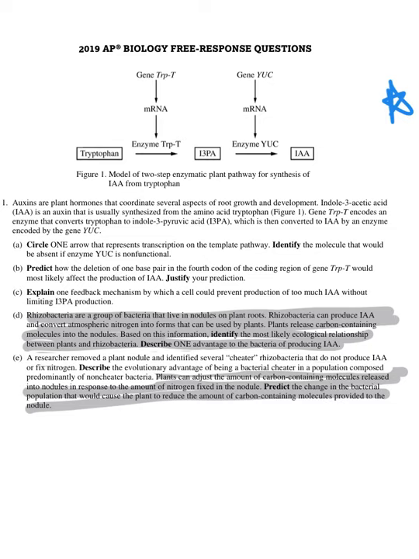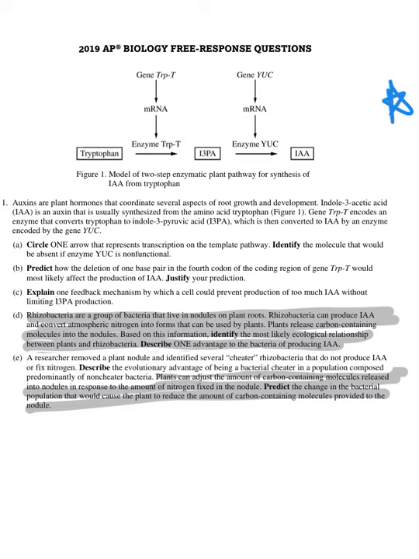So the first thing that I'm going to do is just notice that there's a figure here: model of a 2-step enzymatic plant pathway for synthesis. Excuse me, auxins. I'm already annotating because I'm just so used to that. Auxins are plant hormones that coordinate several aspects of root growth and development. IAA, so indole 3 acetic acid, is an auxin that is usually synthesized from the amino acid tryptophan.